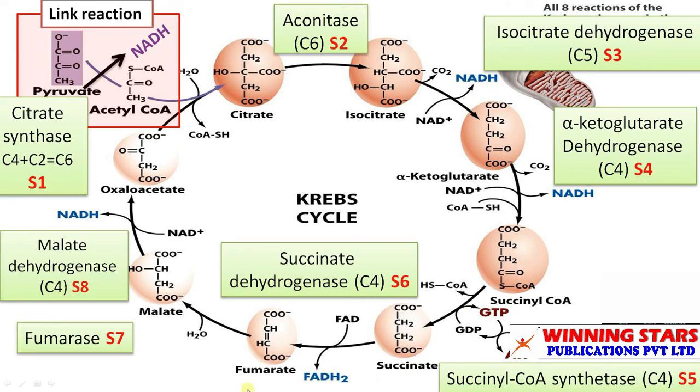Then succinate is converted to fumarate. During fumarate formation, FADH2 is formed. Then fumarate is converted to malate. It is simply a hydration reaction, and then malate is converted to oxaloacetate. These are actually regeneration steps, and while forming oxaloacetate from malate, NADH is formed, therefore the reaction is dehydrogenation. So if we know the reaction, it's very easy to understand Krebs cycle. And that's about Krebs cycle.